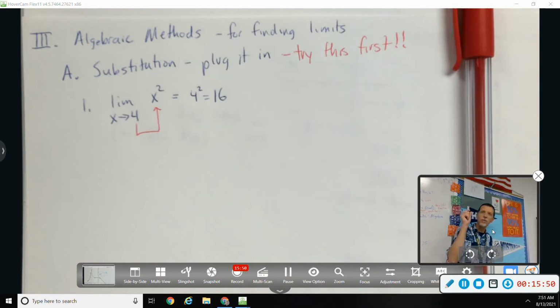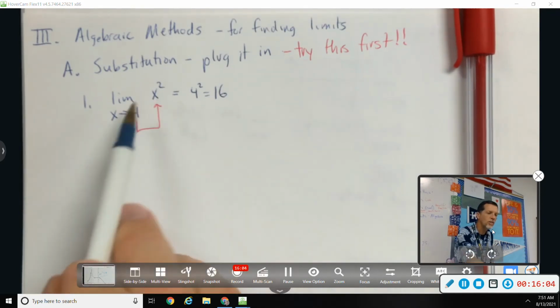Remember that sometimes the limit and the function are the same. And this is sort of using that property. If you know by the graph that there's nothing crazy about any of the limits, that the limit and the function are the same, then you use the function to evaluate the limit.